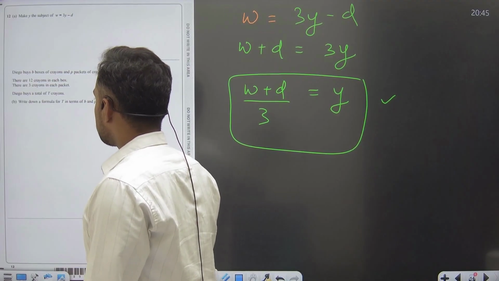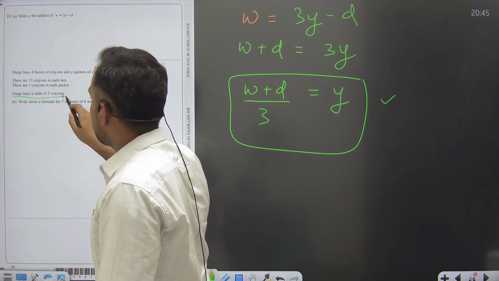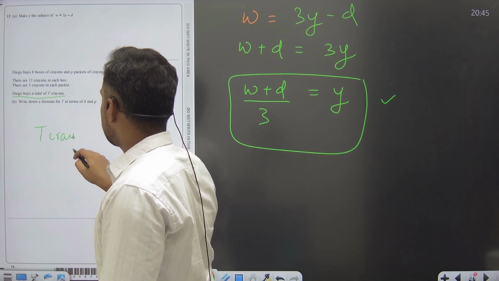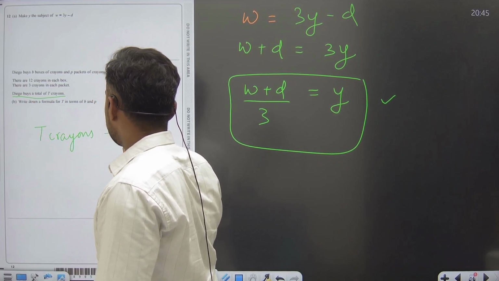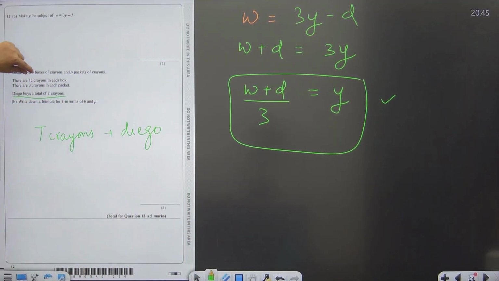Diego buys a total of T crayons. T crayons have been purchased by Diego. Now 12 crayons in each box and 3 crayons in each packet.